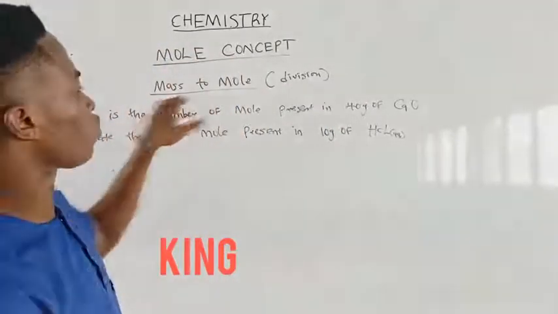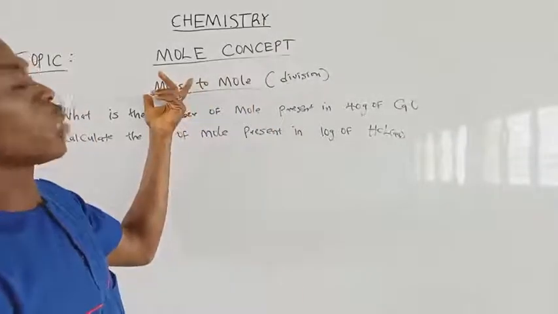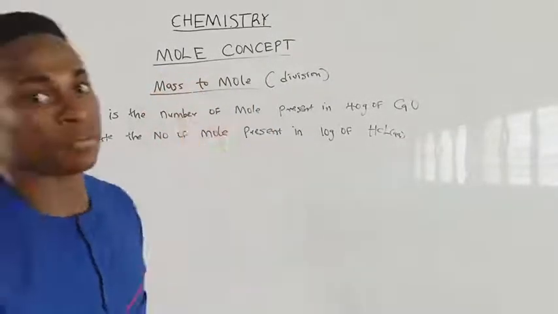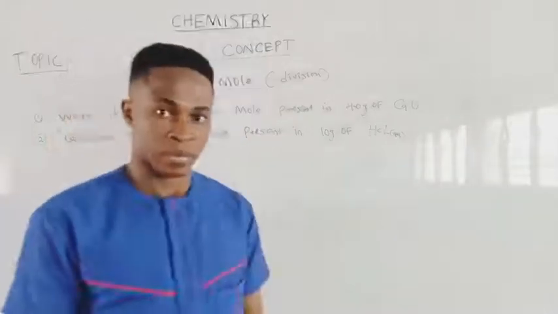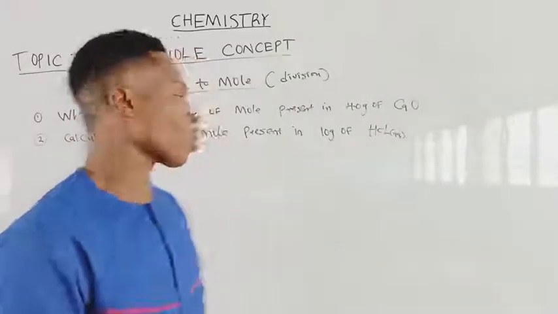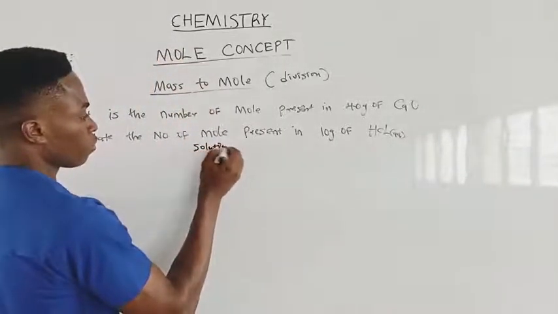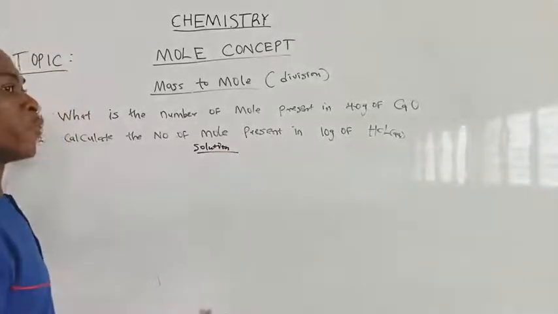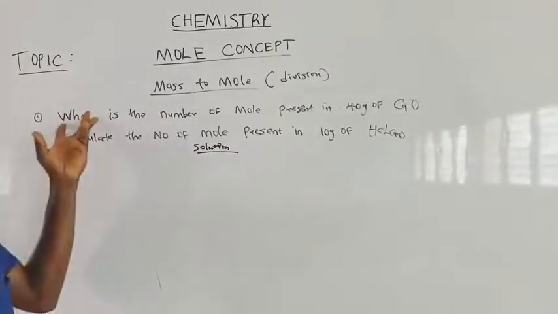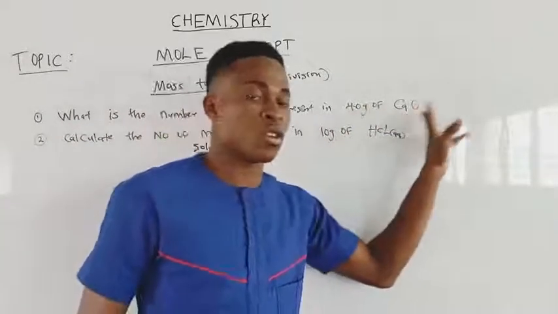When we say mass to mole, it means they will give you a question that has mass for you to find the mole. That's the reason why they use division. Am I communicating now? So watch. Now, solution. In this aspect, they only give you two. The first one says, what is the number of mole present in 40 grams of calcium oxide?